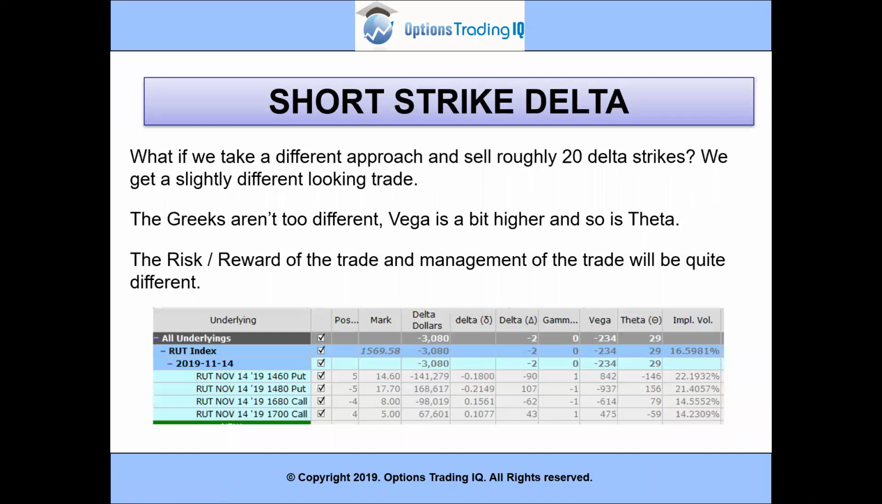All right, so what if we take a slightly different approach and sell roughly 20 delta strikes? We get a slightly different looking trade. The Greeks aren't overly different. Vega's a little bit higher, Theta's a tiny bit higher, but the risk and reward of the trade and the management of the trade are going to be quite different. So you can see here our delta's similar, it's negative 2, Vega, Theta, all pretty much the same. But we've brought the trade in a bit closer. So we're selling the 1480 puts at delta 21, and we're selling the 1680 calls at delta 15, almost 16. So it's a little bit more of an aggressive trade. So it's going to need to be managed a little bit differently.